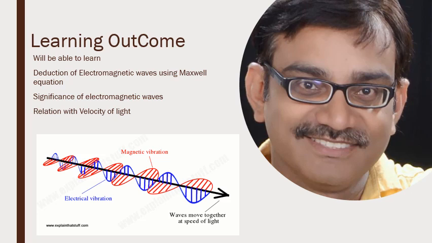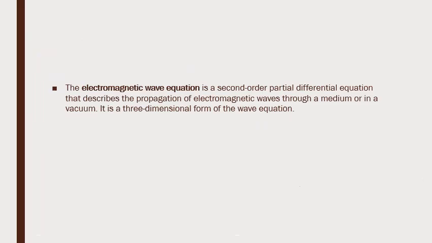The learning outcome of this lecture will be that you will be able to learn how to deduce electromagnetic waves using Maxwell equations. Then we will also discuss the significance of electromagnetic waves and how these waves are related to the velocity of light. The electromagnetic wave equation is a second order partial differential equation that describes the propagation of electromagnetic waves through a medium or in a vacuum.